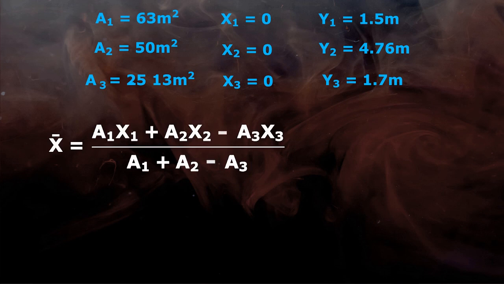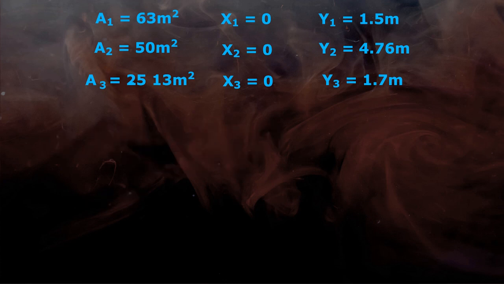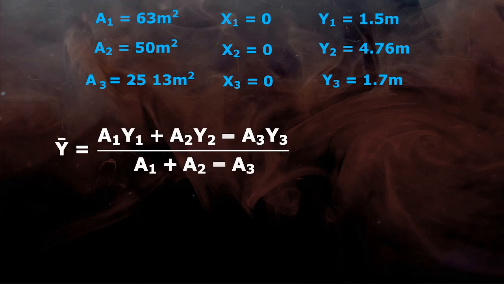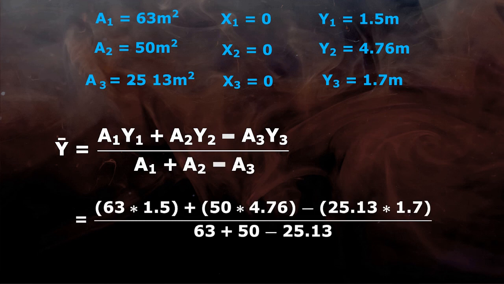Here all values x1, x2 and x3 are 0. So x coordinate will be 0. And y coordinate of centroid can be found out by taking moment of area with respect to x-axis. Put values of a1, a2, a3 and y1, y2, y3 in this equation. So y coordinate is equal to 3.3 meter.